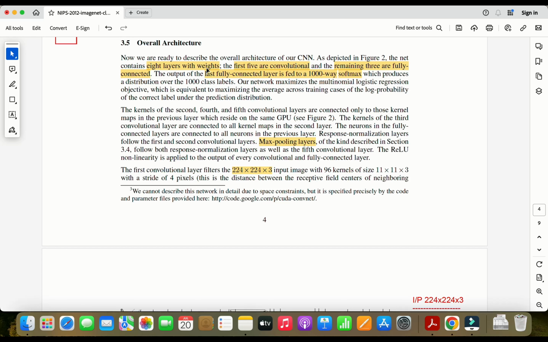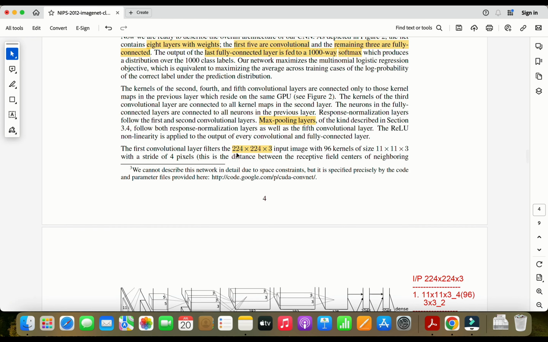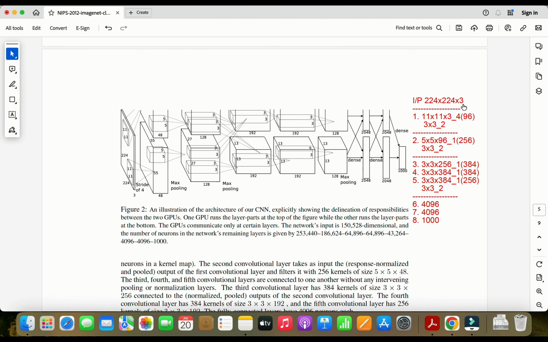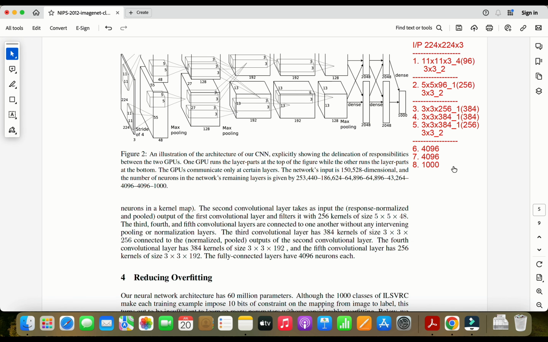So this is the overall architecture. They have 8 layers, 5 convolutional and 3 fully connected layers. They have used max pooling between some convolutional layers, and the input size is 224 cross 224 cross 3. This is the summary of the layers. The first layer has an 11 cross 11 filter with a stride of 4 and 96 filters. Then a 3 cross 3 pooling layer with stride 2. Similarly, the second layer is a 5 cross 5 cross 96 filter, because 96 channels came from the first layer, with a stride of 1, and again 3 cross 3 pooling with stride 2, and finally a softmax layer with 1000 classes.